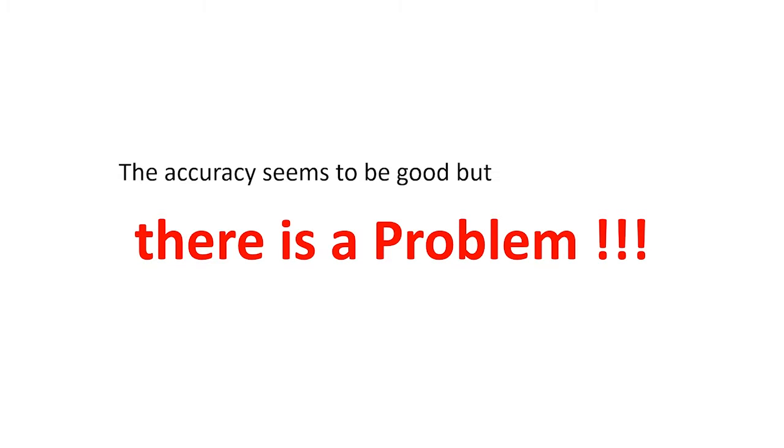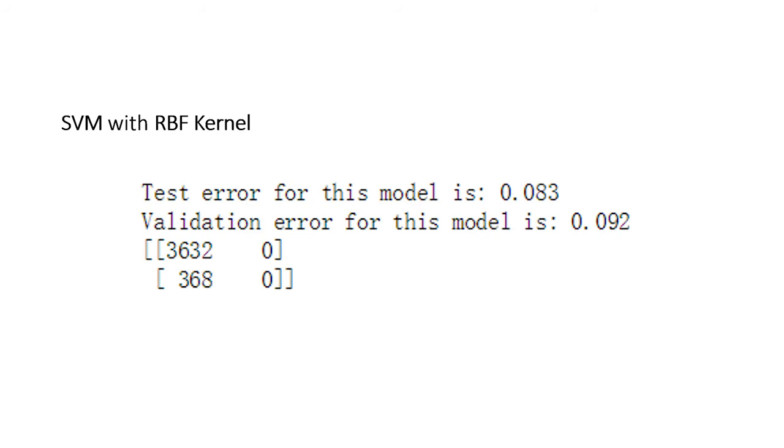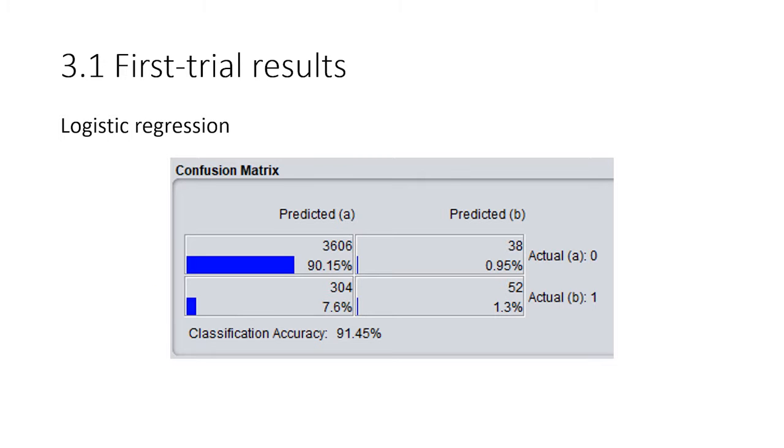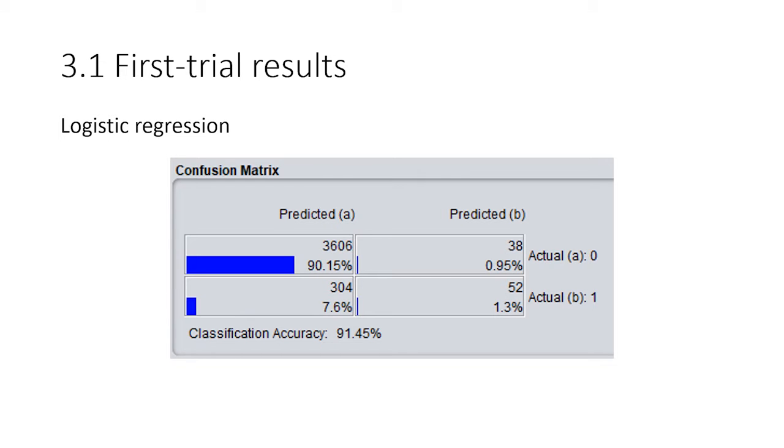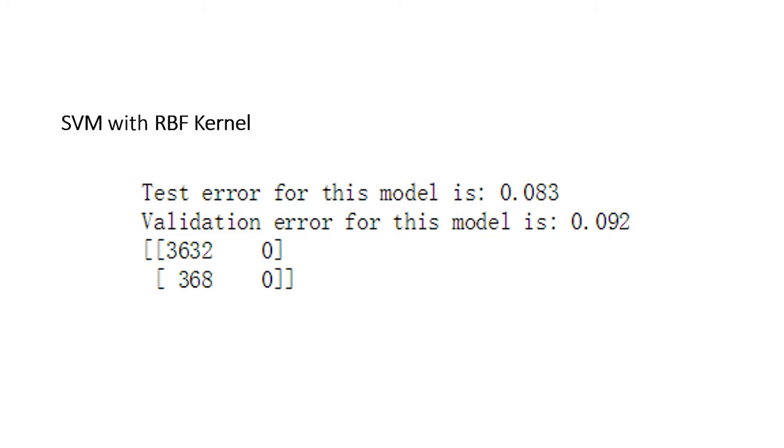So the accuracy seems to be really good, but there is a huge problem. If we look back to the results, we can see that the model is almost predicting no, and in SVM actually it is predicting no 1 values. So basically the model predicts every data point as 0.